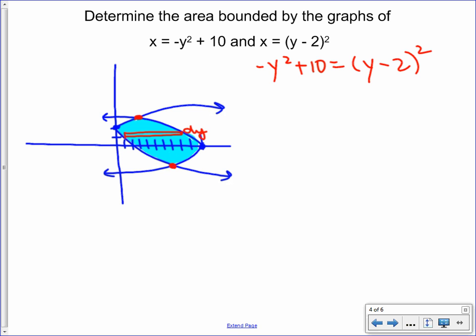If you did it the other way, you would need three different intervals. How come? Because the function that is on the top switches here. The function that is on the bottom switches here. So this top minus bottom is different than this. Top minus bottom is different than this.